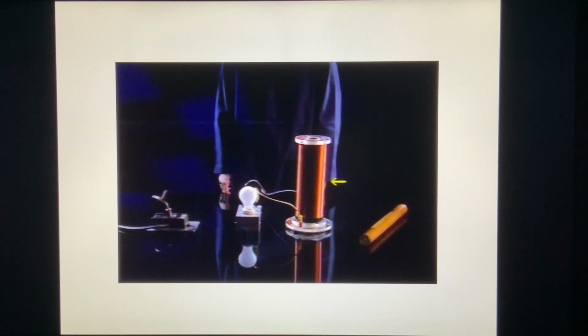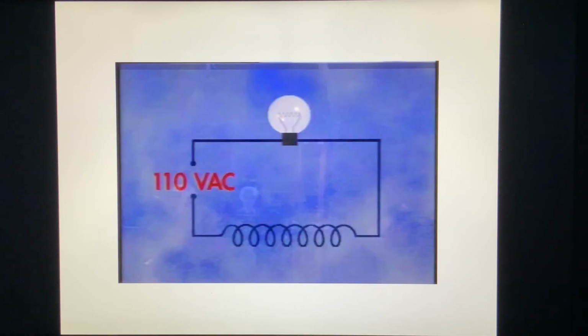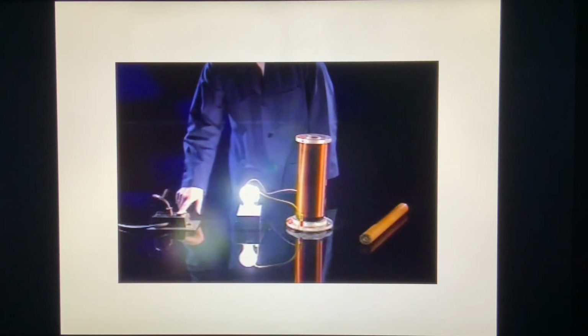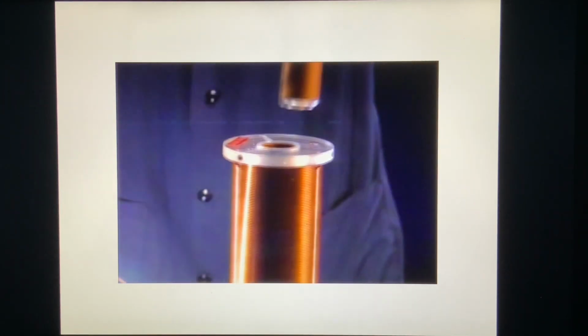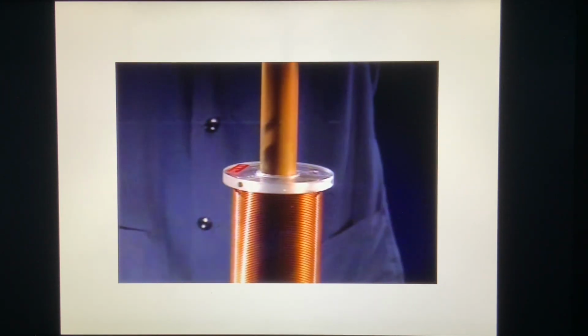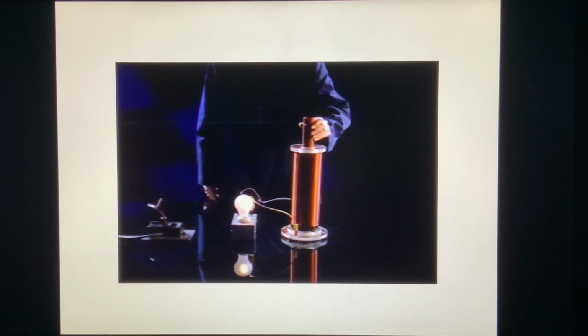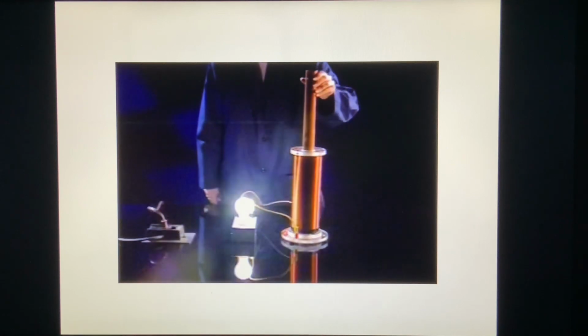We'll use this inductor coil and a light bulb to show the effect of inductance on an alternating current. When the lamp and inductor are hooked in series to 110 volts AC, the lamp lights normally at first. If we increase the inductance of the coil by inserting an iron core, the lamp dims as the core is inserted into the coil. The current flowing through the circuit has decreased.